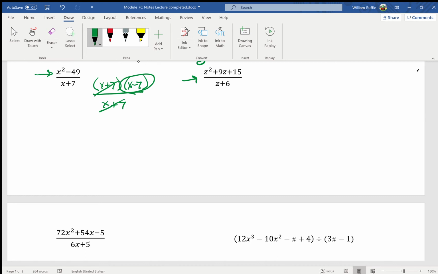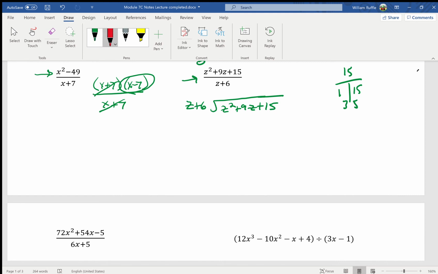What factors of 15 add up to 9? Now if I look at factors of 15, all I have is 1 and 15 and 3 and 5. Neither one of those add up to 9. 3 plus 5 is 8. It's close, but it is not 9, so I cannot factor it. So this will be the first time I will actually have a remainder. So when I do this, again, I do z plus 6 into z squared plus 9z plus 15. I write it out as a long division.